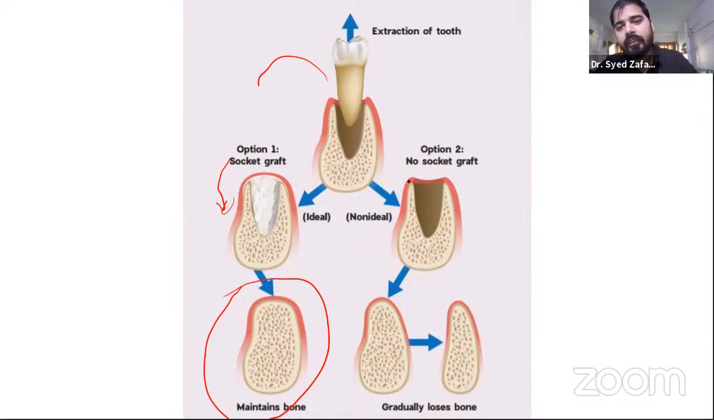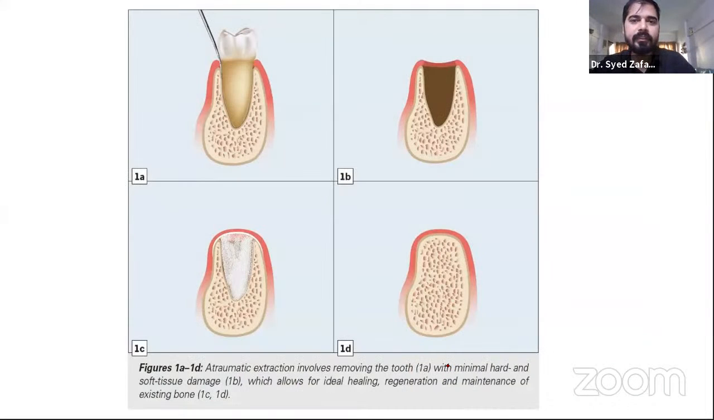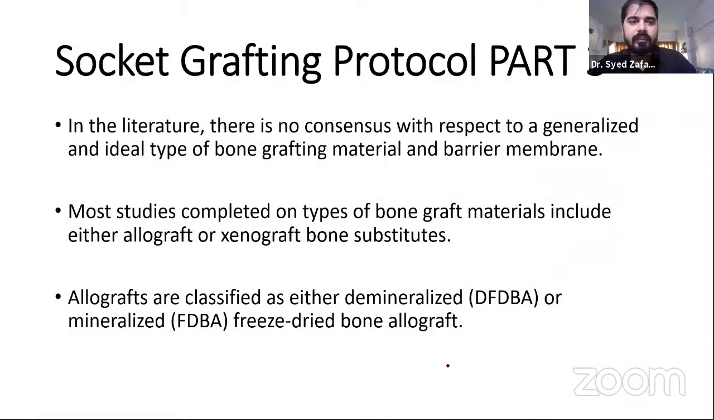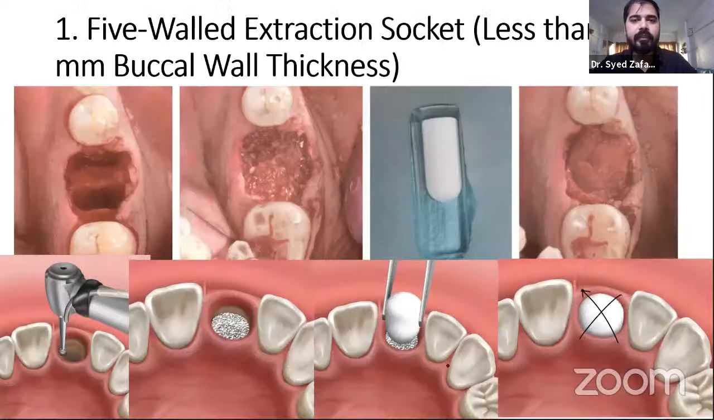You have extracted the tooth. The socket will heal. Bone resorption will occur. When the patient comes to you, there will be a knife edge. Then you will have to do something opposite to it. What kind of bone grafting material are you planning to use? This is the most important thing.